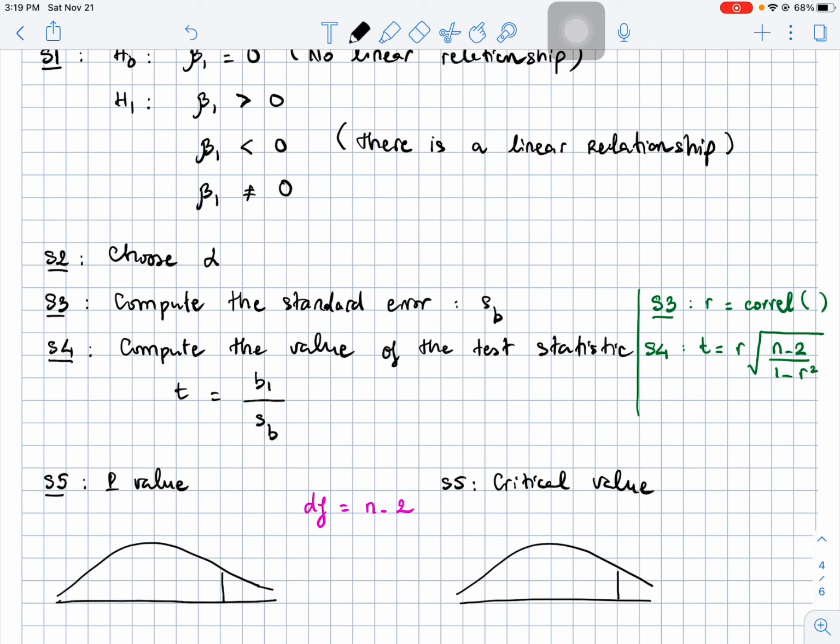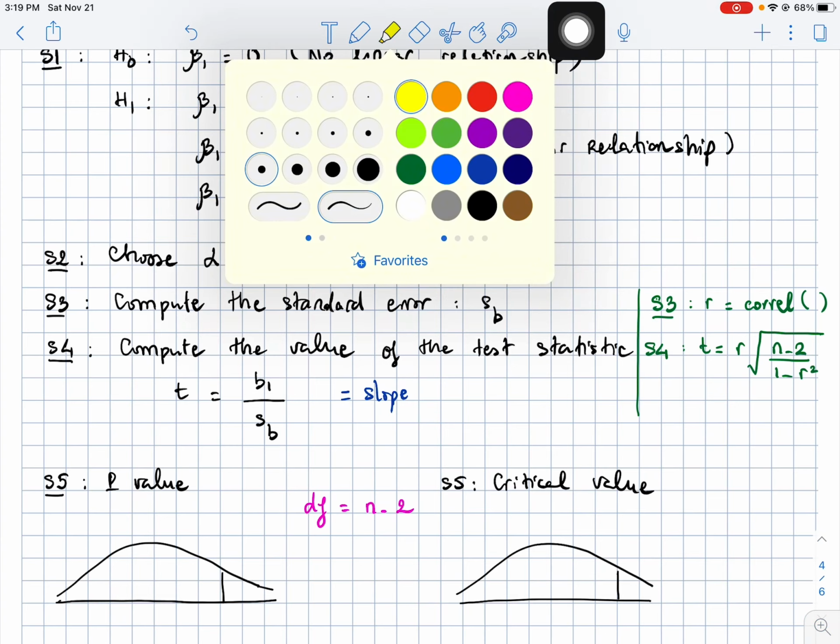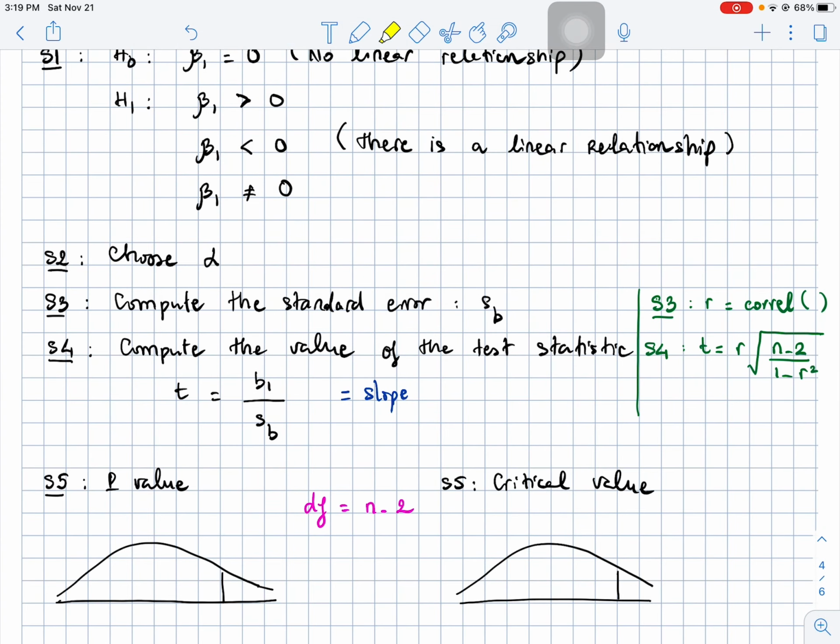B1 is the slope for the sample, and for B1 you can use the Excel command equal slope to find the slope of the regression line for the linear. This is another way, and that is not in your book. You can do this way.